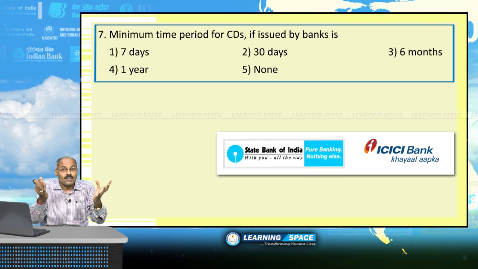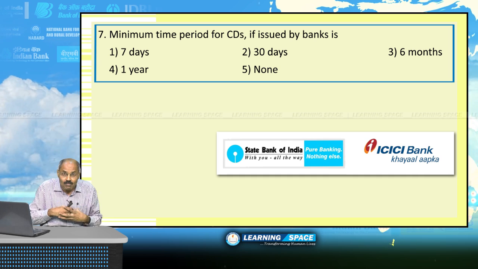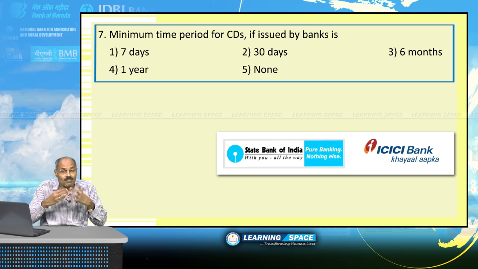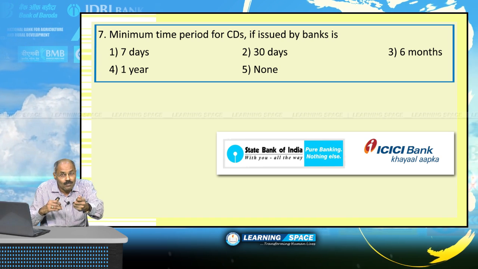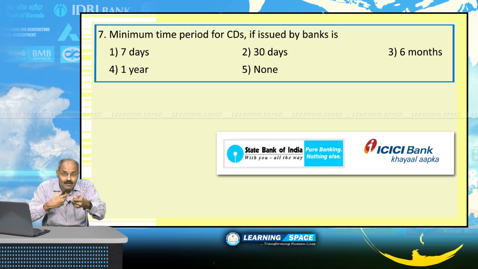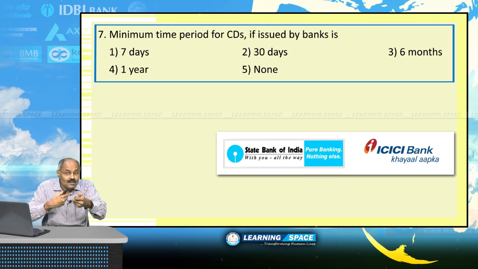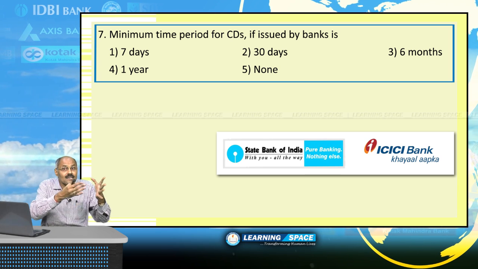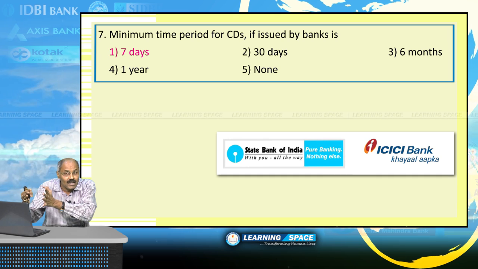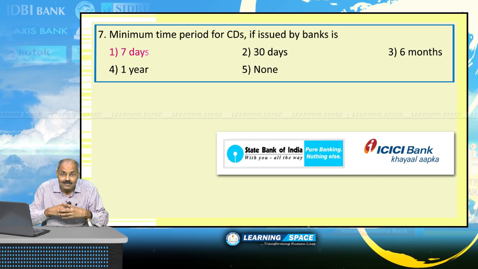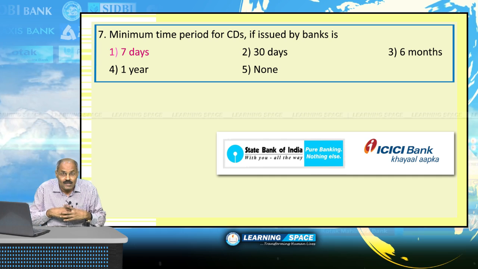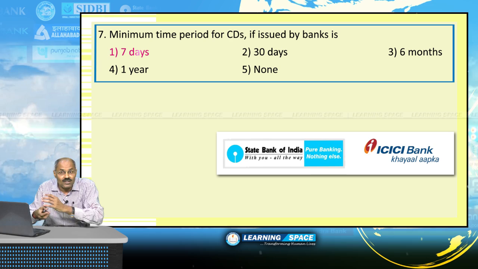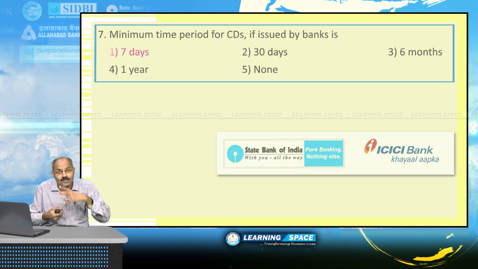Or for short term loans, if a bank wants some loan for short term, for 6 months or 4 months, they issue certificates of deposit and collect money from the public. The certificate of deposit scheme was introduced in the year 1989. The minimum period is 7 days and the maximum period is 1 year if they are issued by banks. If they are issued by financial institutions, the minimum period is 1 year and the maximum period is 3 years. Please don't forget.